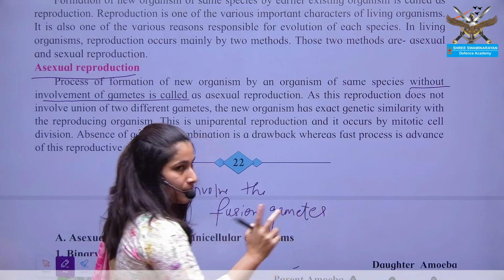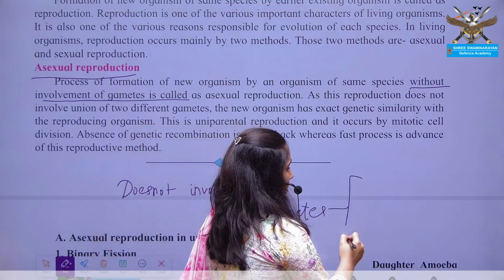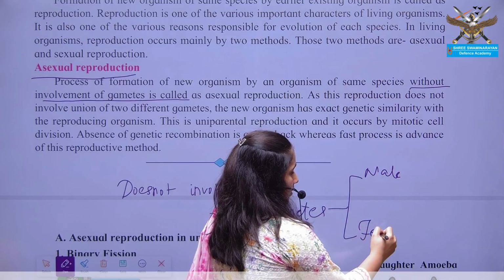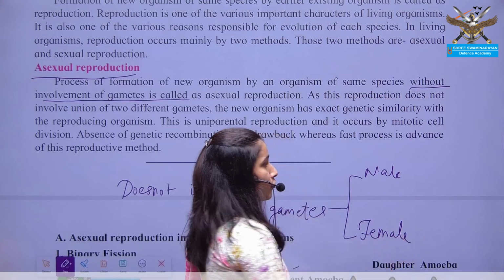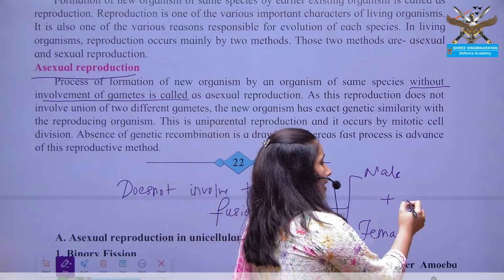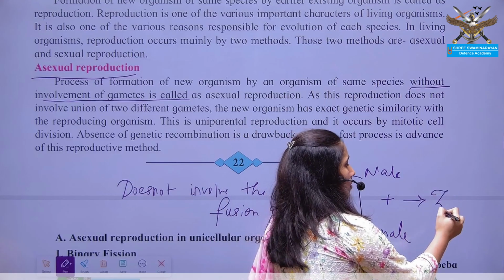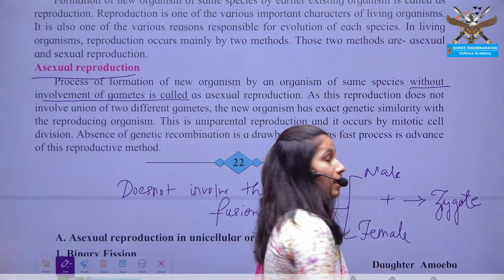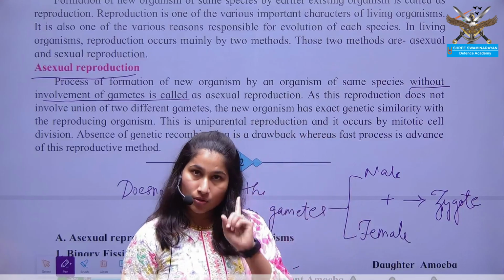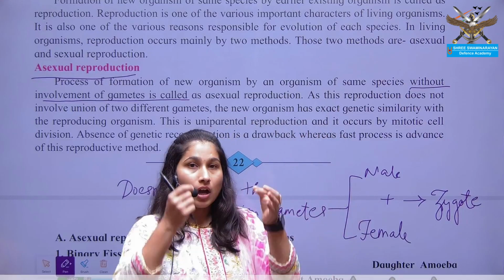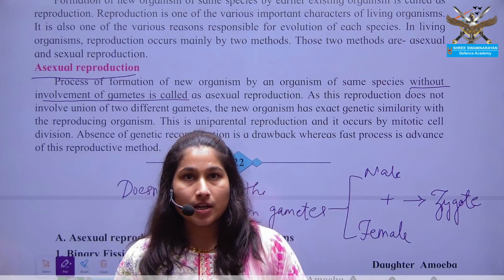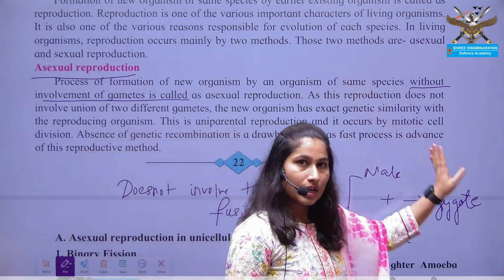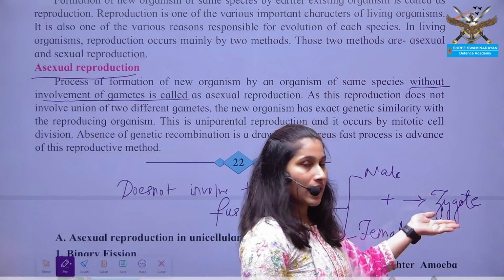There are two types of gametes. One is male and another is female. And fusion of these two gametes gives rise to a zygote. Zygote is the first single cell from which a complete individual occurs, whether it's multicellular or unicellular. From the zygote, the entire organism occurs.